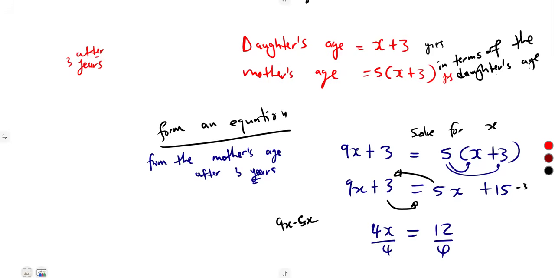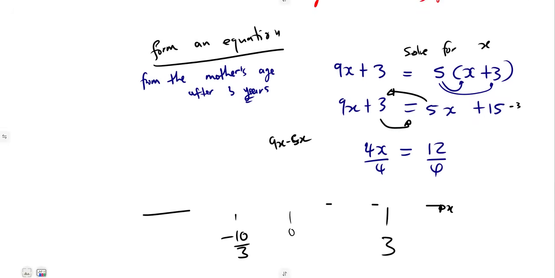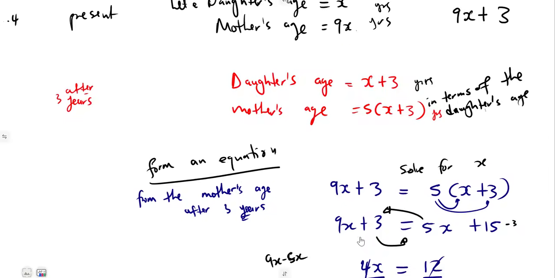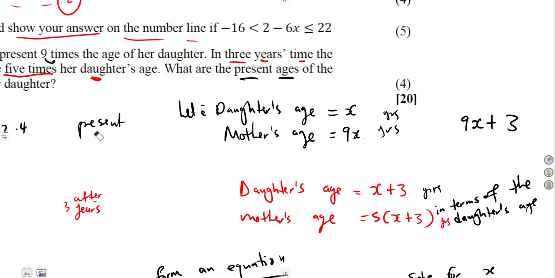Divide by 4 on both sides, since we have a product. So this is going to give us x is equal to 3. So this is the value of x. Remember, x represents the daughter's age in the present. So thus we have got the daughter's age: 3 years.